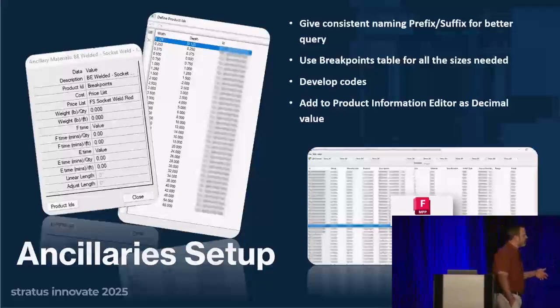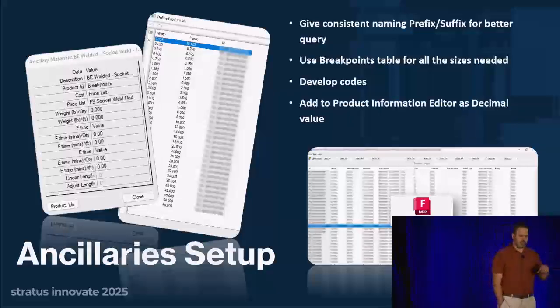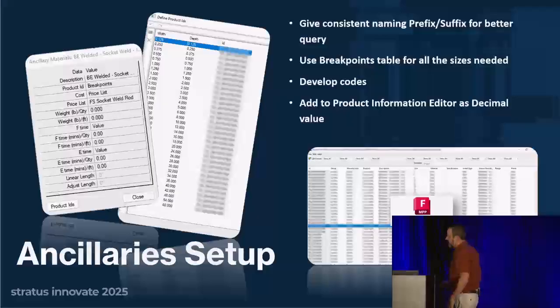Develop codes, okay, so you're going to need IDs so that you can create MapProd entries for each of these sizes. Add the product information into the product information editor as a decimal value. This is something that we learned once we started pushing this into Stratus. There's a size column in MapProd that is asking for size. Initially, we put size in as fractions, and when it comes to reporting on this, it just needs to be a decimal metric, okay?